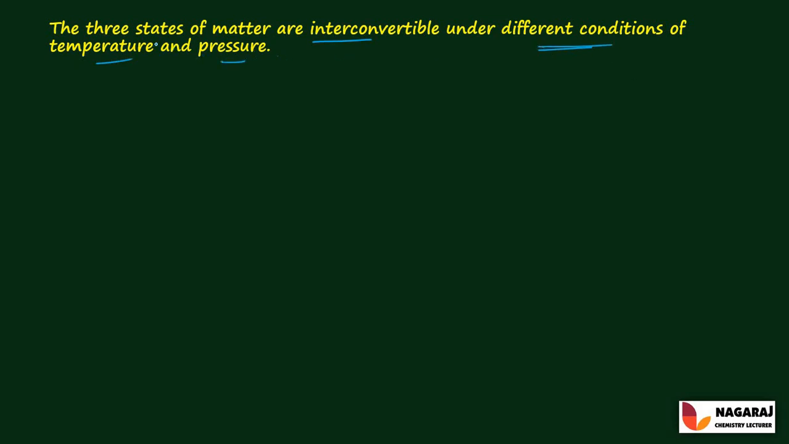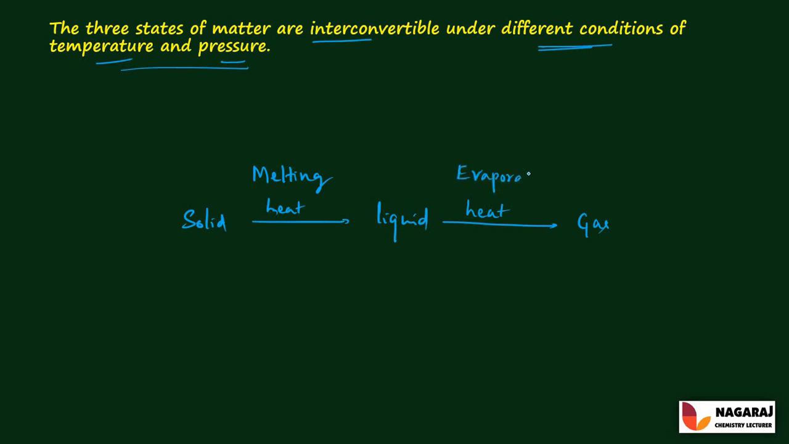That is, by changing the temperature and pressure, the physical states of the matter are interconvertible. For example, let us take solid. Solids on heating are converted into liquid, right? So this process is generally called the melting process. So melting is nothing but the process of conversion of solids to the liquids. And when the liquids on heating are converted into gases, this process is called evaporation, right? Evaporation is the process of conversion of liquids to the gases.